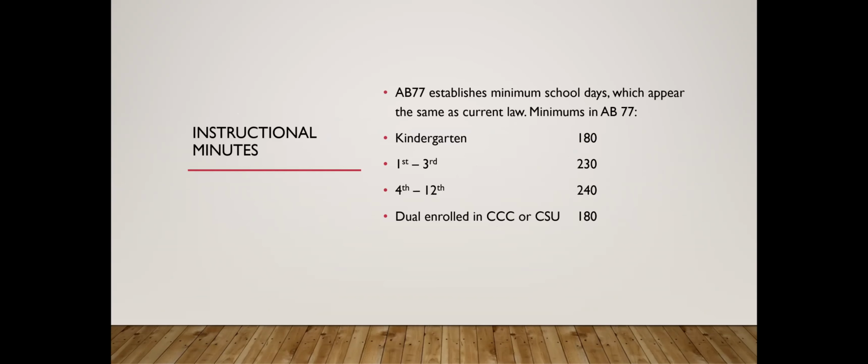The instructional minutes. AB 77 establishes minimum school days, which appear the same as current law. So on the screen, you see the various instructional minutes. Kindergarten, 180, first through third, 230, fourth through 12, 240. And then you have the dual enrolled students. So these are the instructional minutes that you're aware of and that your sites all created schedules for.